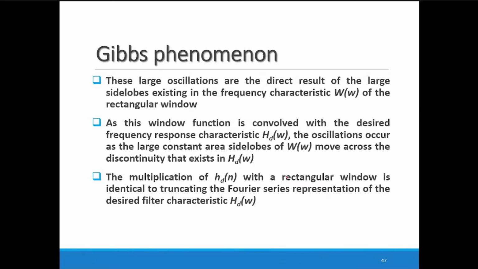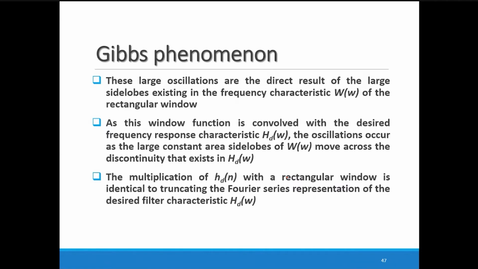Discontinuity means that when you are moving from passband to stop band, a large discontinuity will occur at the edge frequencies. So the multiplication of h_d(n) with a rectangular window is identical to truncating the Fourier series representation of the desired filter frequency response characteristic H_d(omega). So when any spectrum is coming and you are limiting or truncating that particular spectrum with any window.